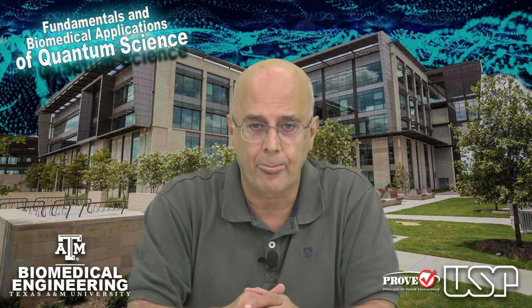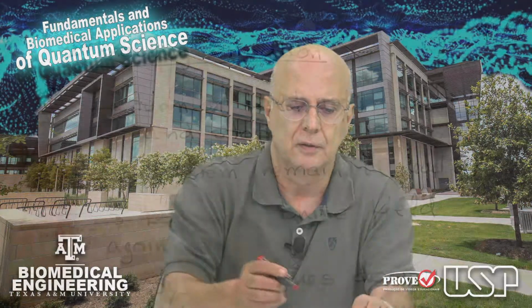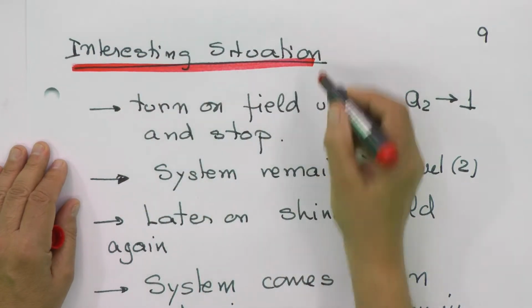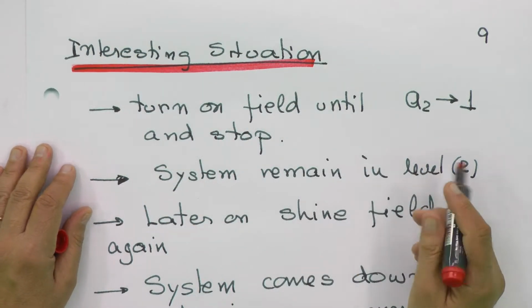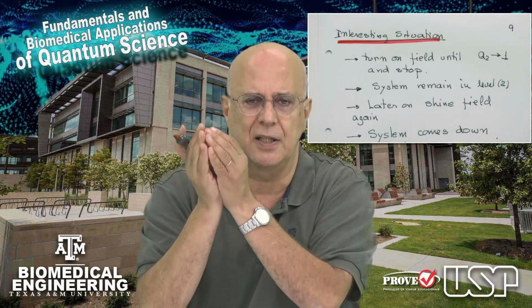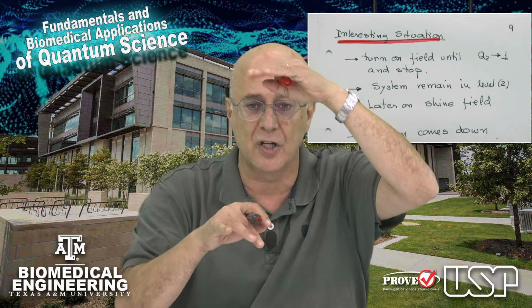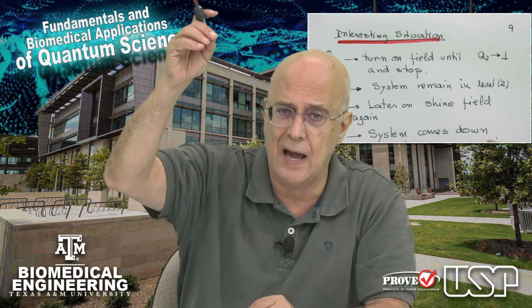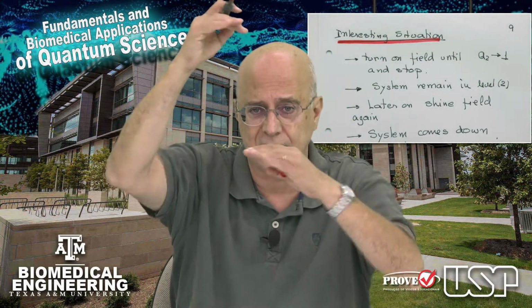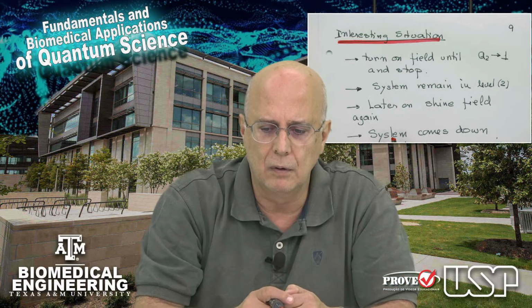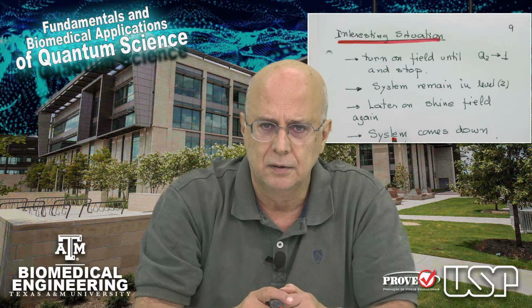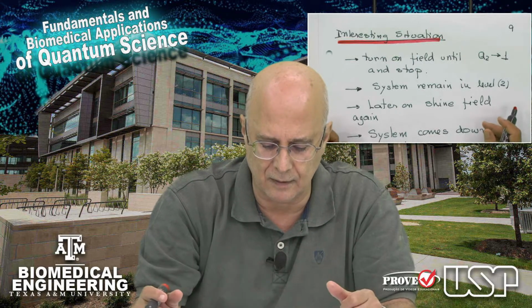Very interesting analogy. And we, of course, have to tell you a few more interesting situations here. We did an example where we turn on the field when the system was in level 1, the lower level in energy. But we could start with the atom in level 2, or the matter in the higher energy. Okay, those are the two situations we can deal with.